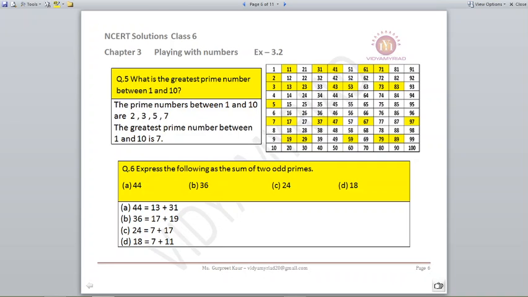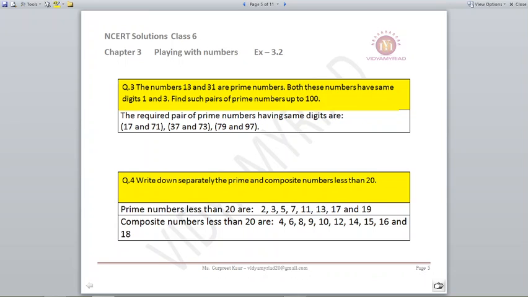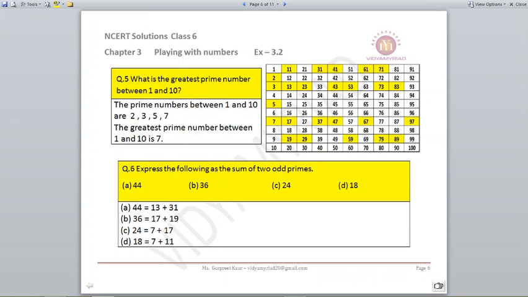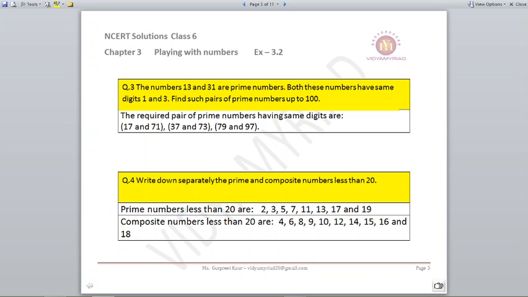Now let's see what the question is. They are saying that we need to find such pairs till 100 where we use the same digits, like they have taken 13 and 31. In the same way, if you look over here, 17 is there. 17 and 71. You have the same. 37 and 73. Again it is the same. So like this we can find the three pairs. First know the table. Even 79 and 97 use the same digits and they are the required pair.